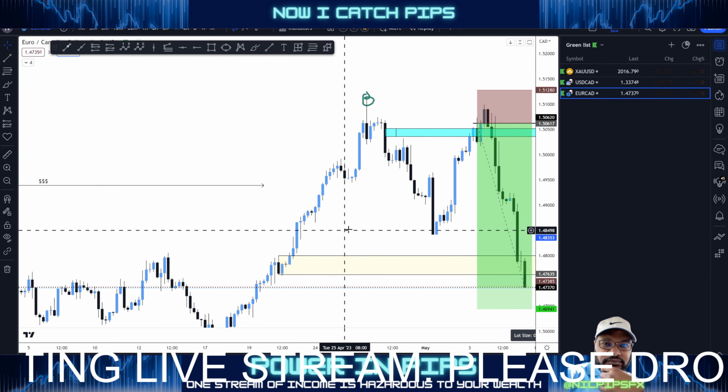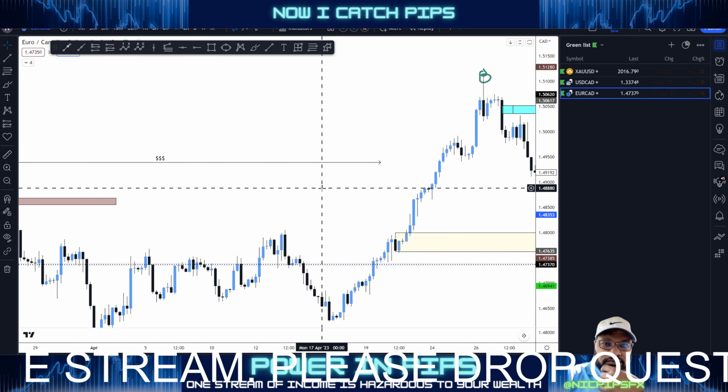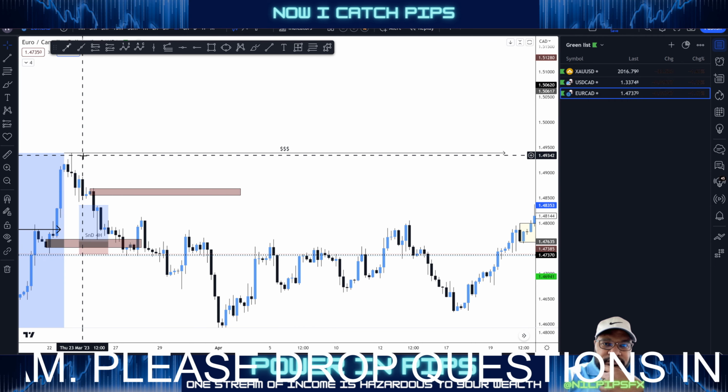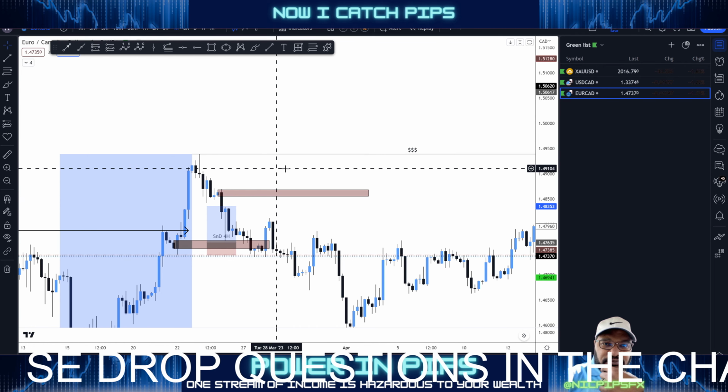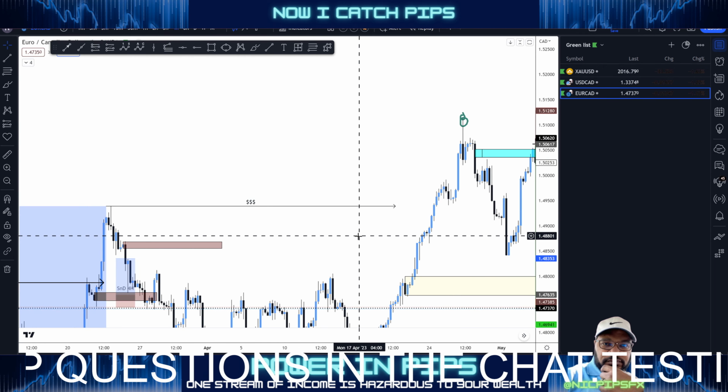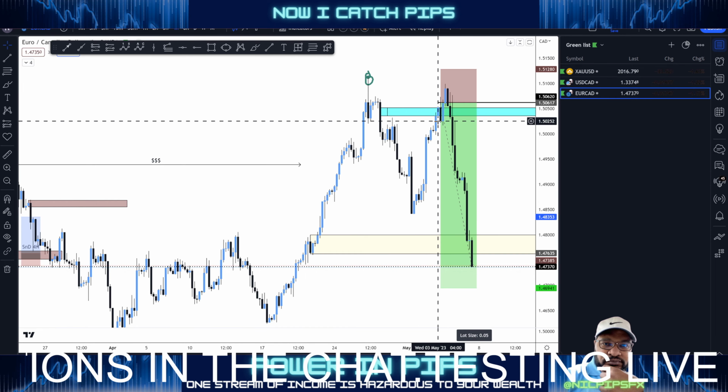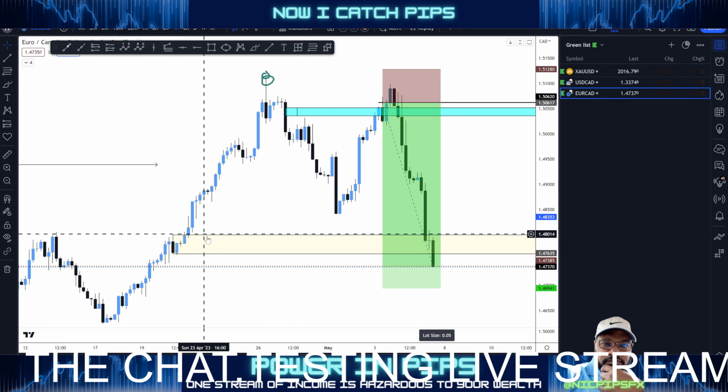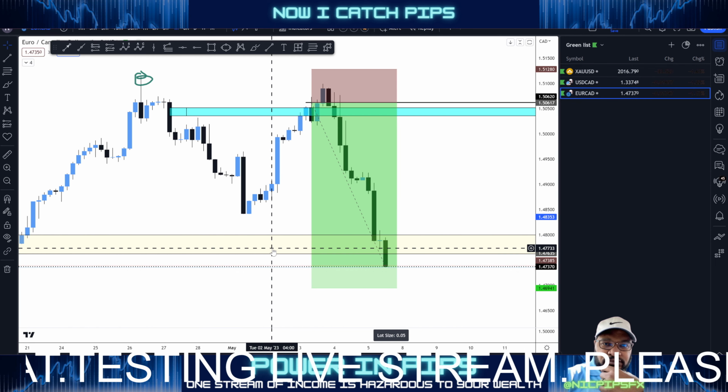As you can see right here, this particular level was the prior high that the market had put in, and it made a newer high. Well, it started to break down, as we can see right here, based off of this move. So let's zoom in.